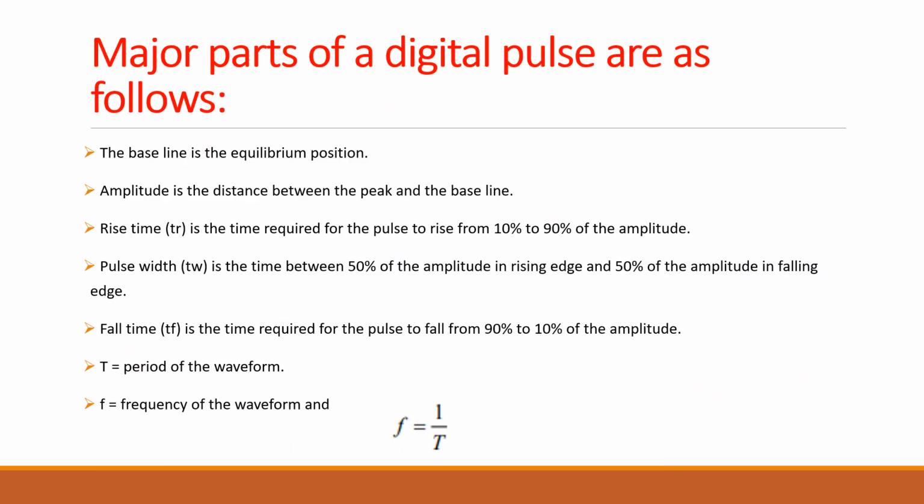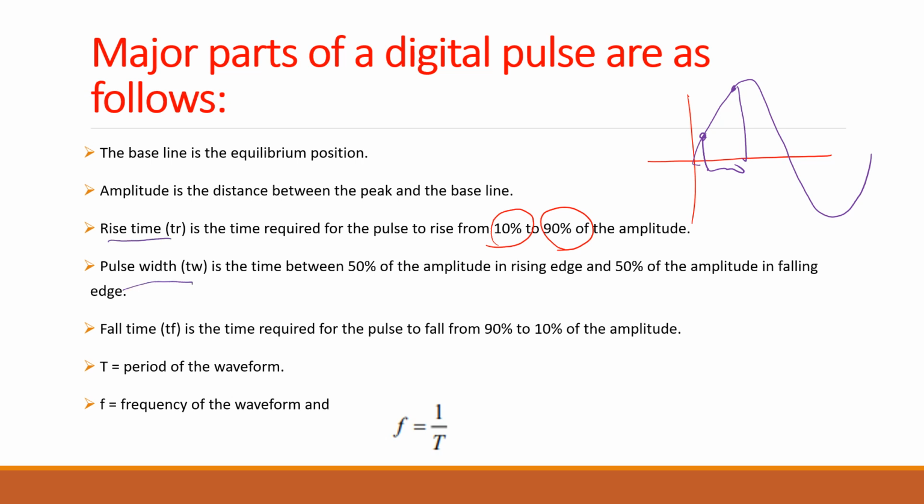There are a few things that we need to remember. The baseline is the equilibrium position. Amplitude is the distance between the peak and the baseline, so how high the peak is, or how high the signal is. Rise time is the time required for the pulse to rise from 10% to 90% of the amplitude. If you consider a digital wave, or I'll just take this one, a sinusoidal one, from 10% to 90%, this time we call the rise time.